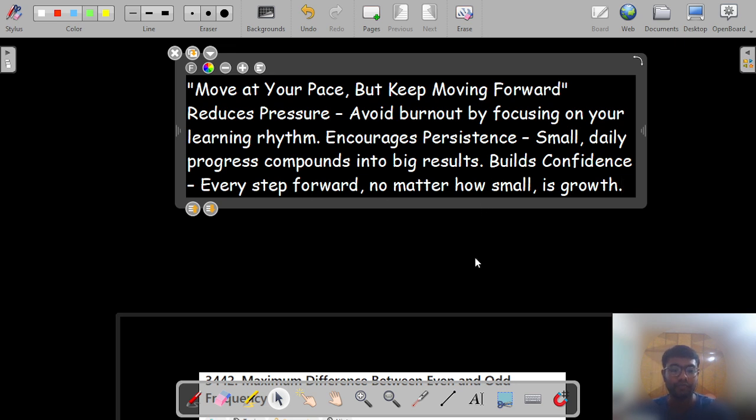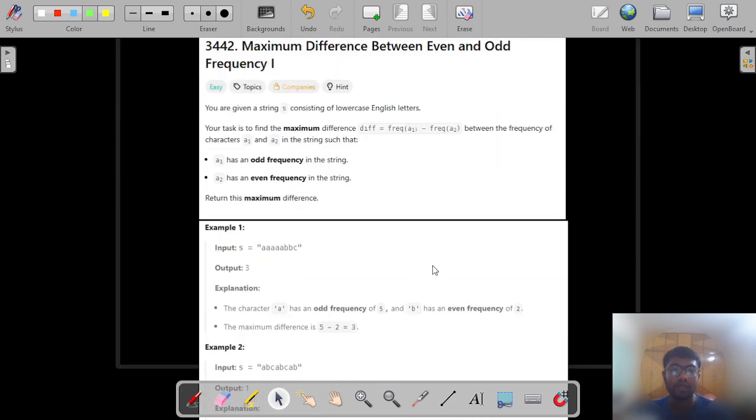Okay, so let us understand the problem statement. You are given a string consisting of lowercase English letters. Your task is to find the maximum difference such that the frequency of a of i has an odd frequency and a of j has an even frequency.